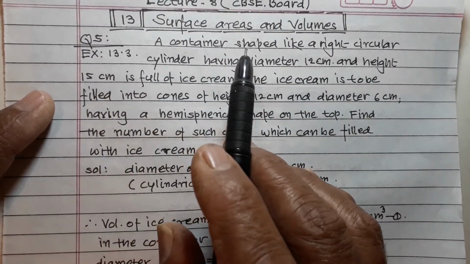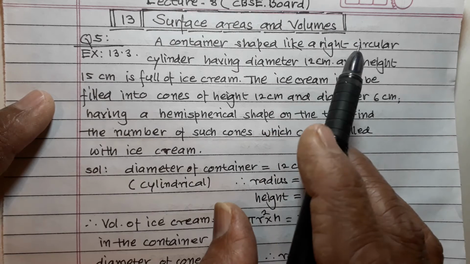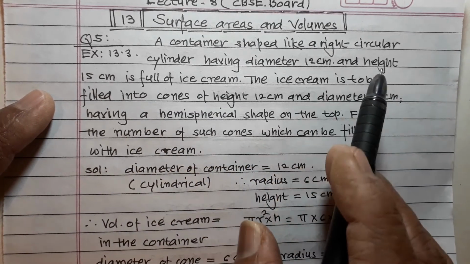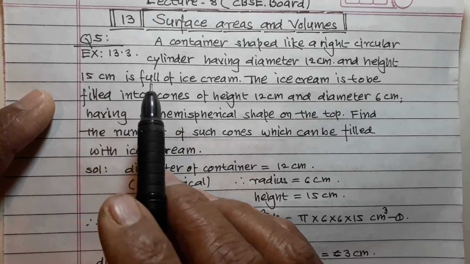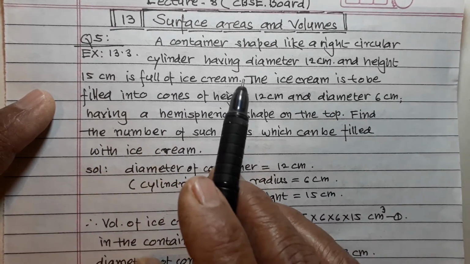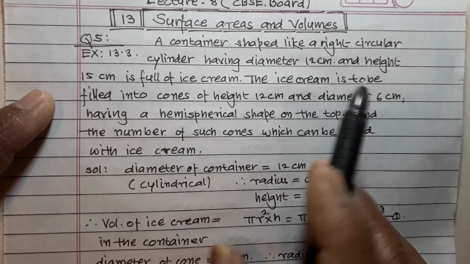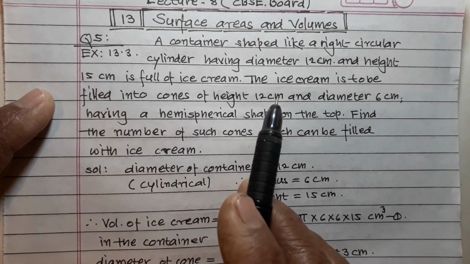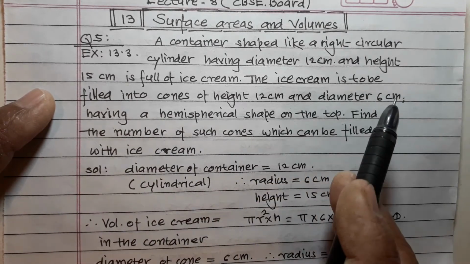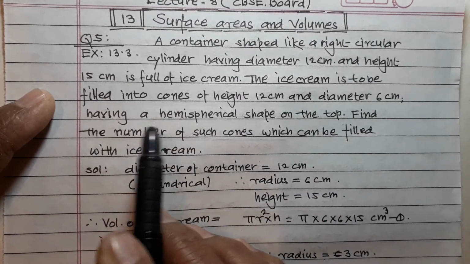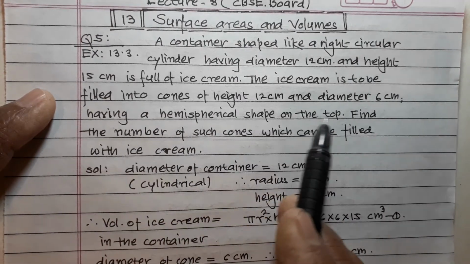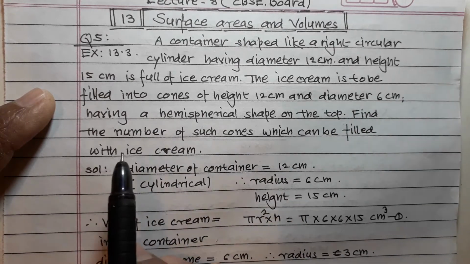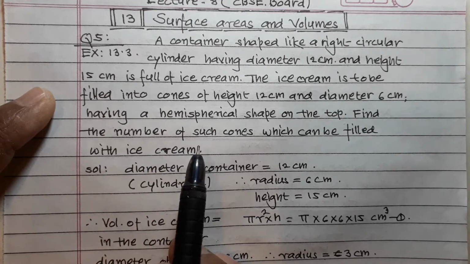A container shaped like a right circular cylinder having diameter 12 cm and height 15 cm is full of ice cream. The ice cream is to be filled into cones of height 12 cm and diameter 6 cm, having a spherical shape on the top. Find the number of such cones which can be filled with ice cream.